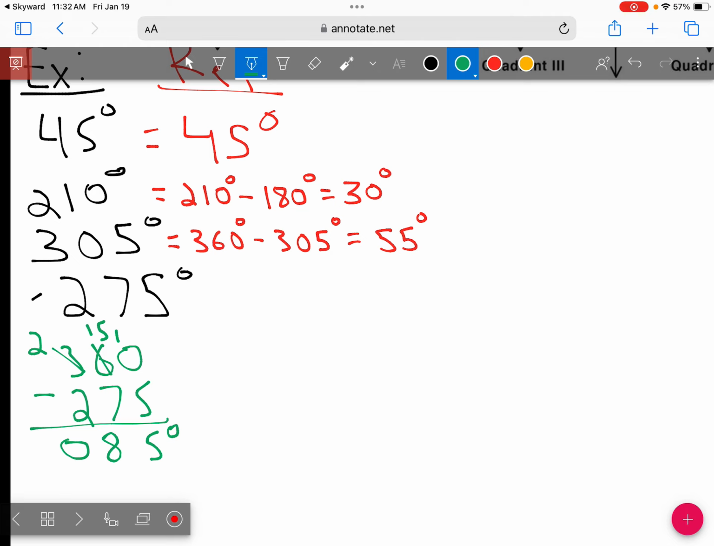So once you have an in-bounds angle, right, what do we have to do when we're evaluating for a reference angle? What's the first step? Find the quadrant, right. So what quadrant is 85 degrees in? 1, exactly, because it's between 0 degrees and 90 degrees. So then what's our reference angle? 85, perfect.